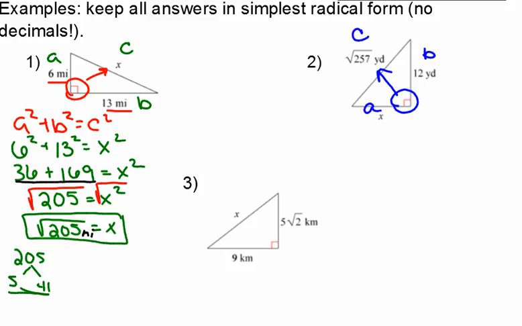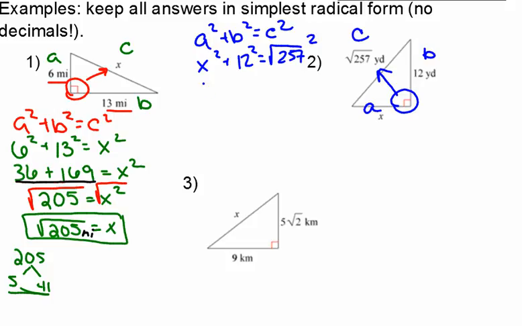So this one's different from number 1 because in 1 we found the hypotenuse. This time we have to find one of the sides, or one of the legs. So going back to our theorem, we have a squared plus b squared equals c squared. We know a here is x, so we have x squared plus our b value, 12 squared, is equal to the square root of 257 squared.